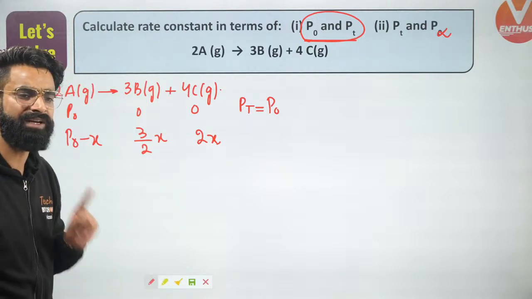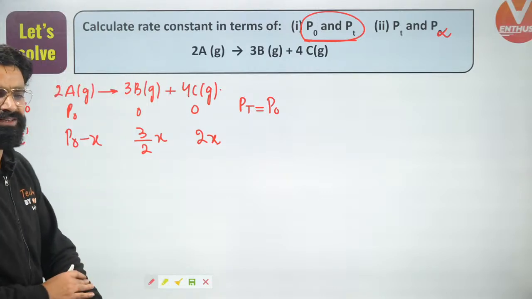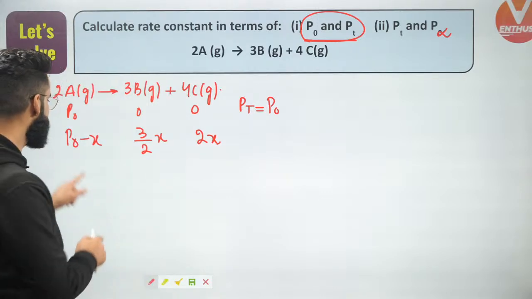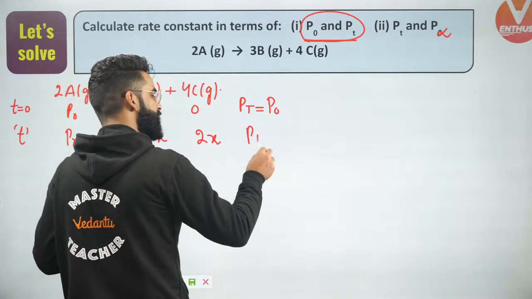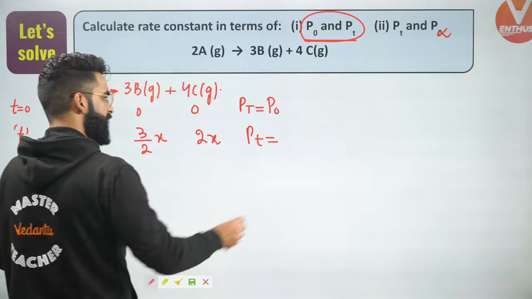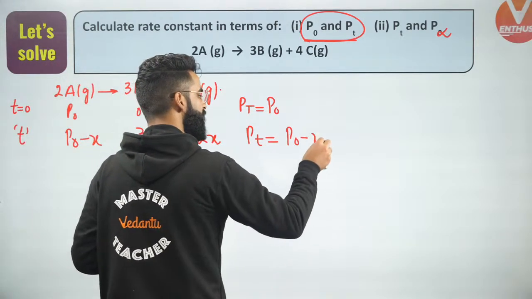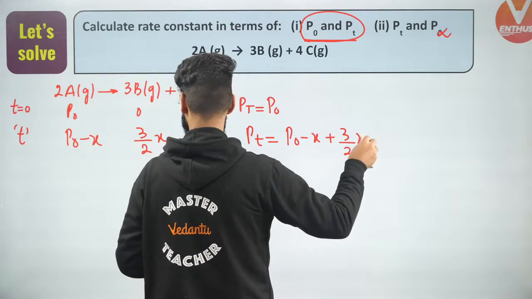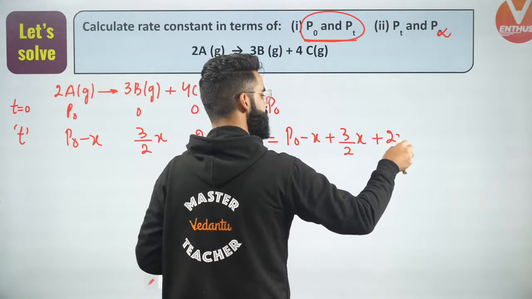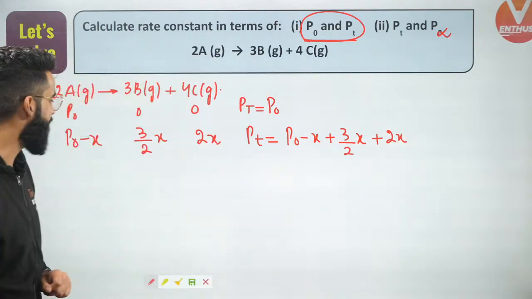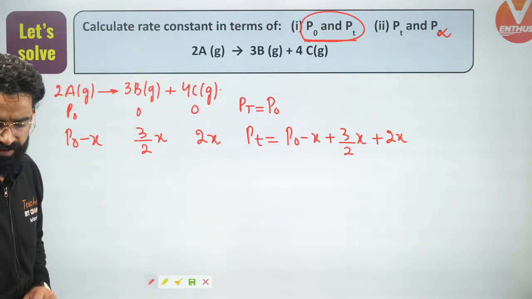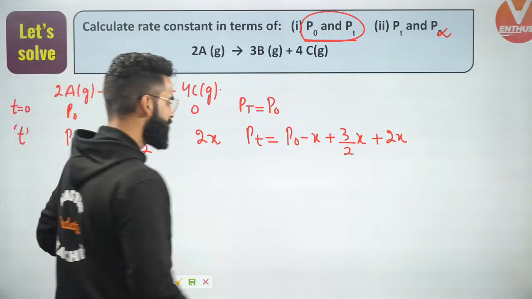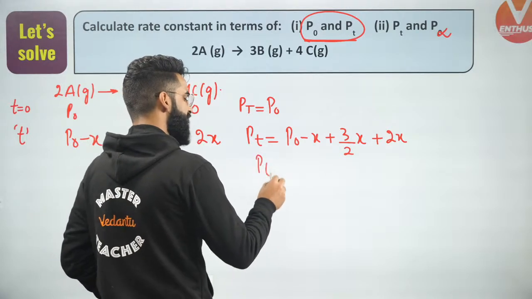What is the pressure of the container at time t? Can you let me know that? At time t, the total pressure will be equal to P naught minus X, plus 3 divided by 2 X, plus 2X. Yes, this is going to be the total pressure of the container at time t, correct? Now people, I can do something like this. Can I write like this?